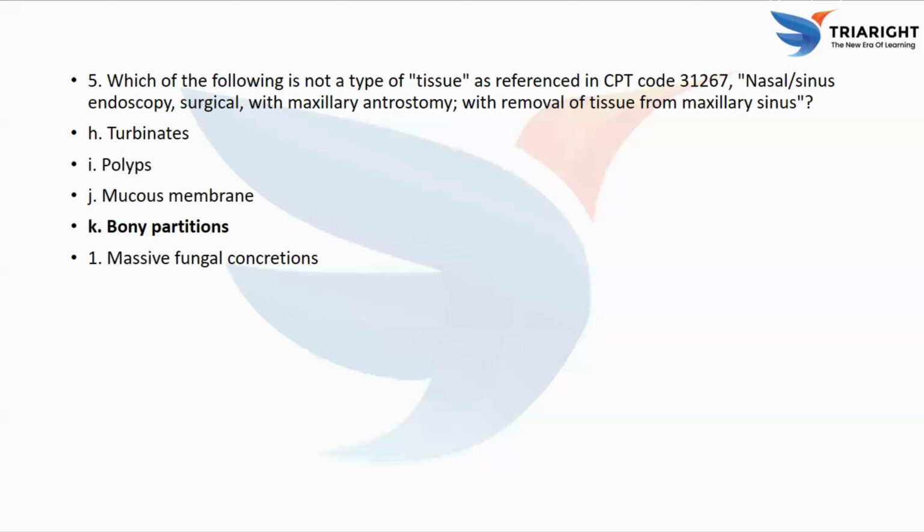So why do bony partitions not count? Because bone is not equal to tissue in CPT sinus coding. Bony partitions are the structural bones. So removing a bone is considered bone work but not a tissue removal. Bone removal may be a part of surgical access, or it can be coded separately only if a distinct procedure is performed. So CPT sinus tissue removal codes are based upon the soft tissue but not the bone.